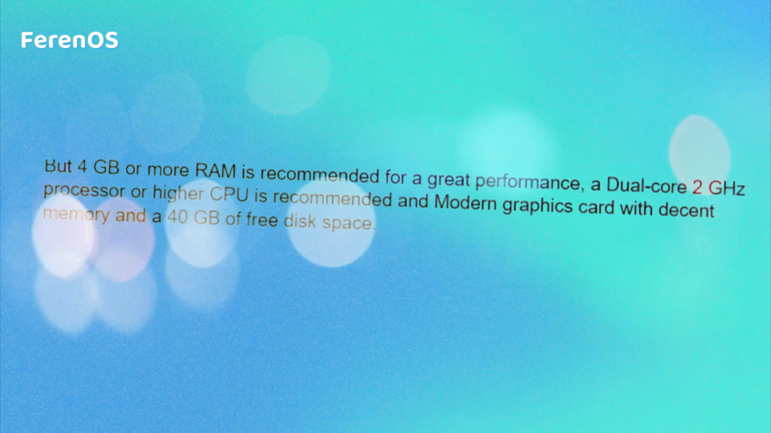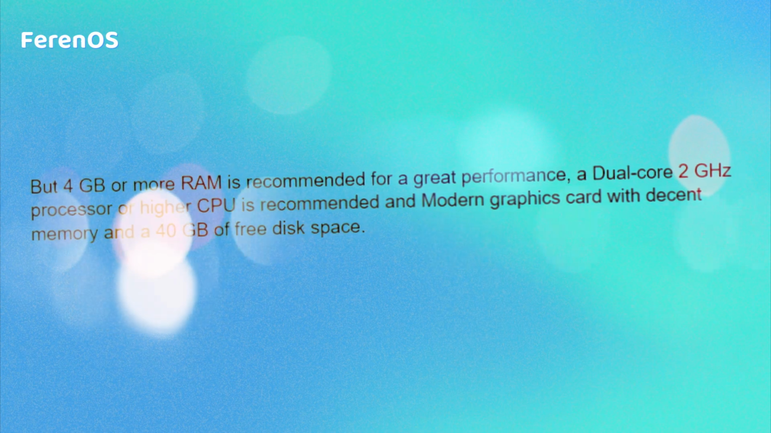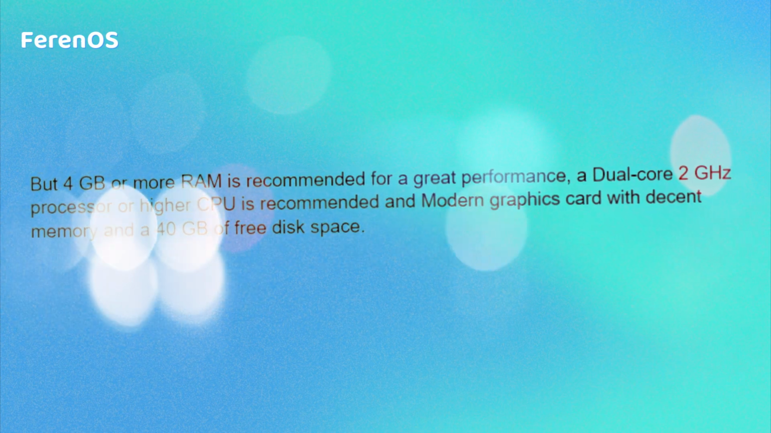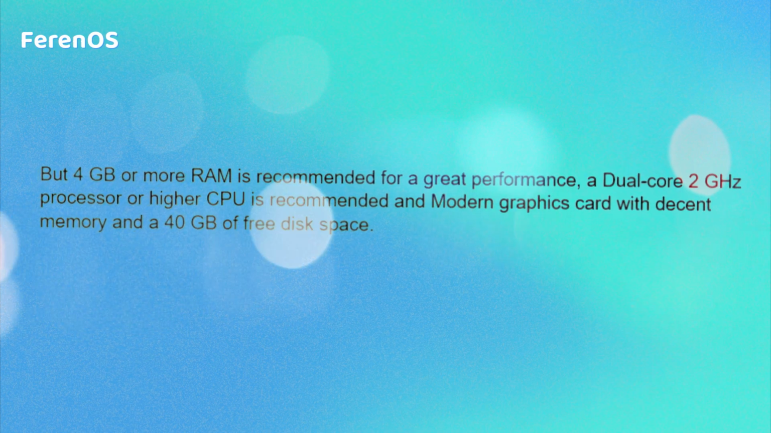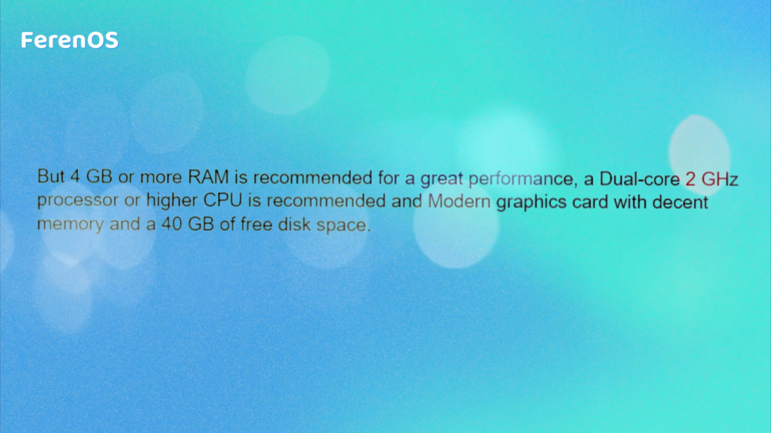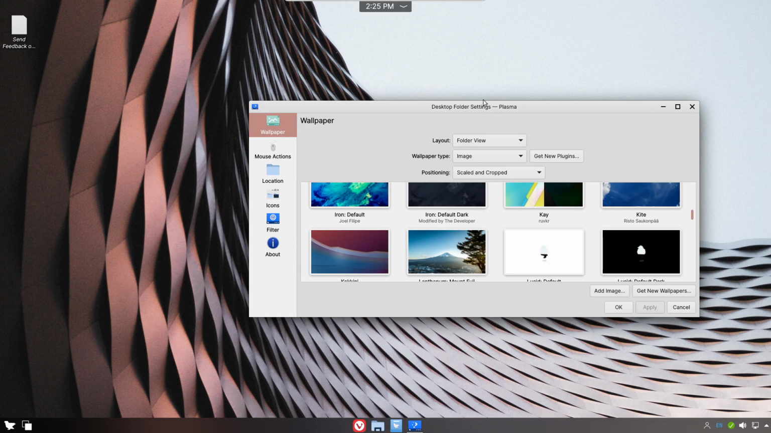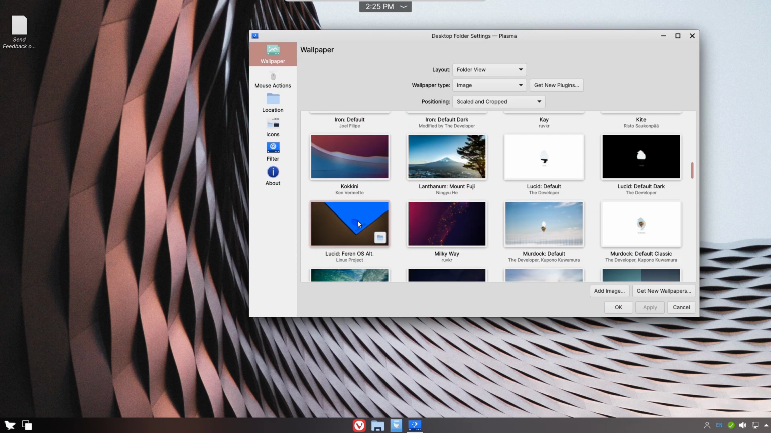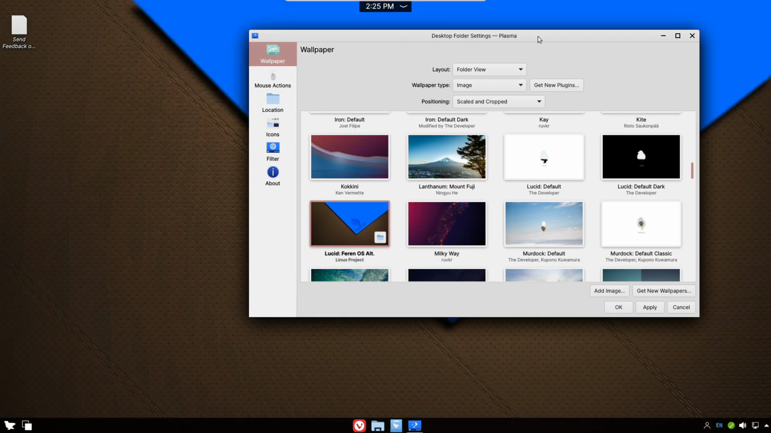But 4 GB or more RAM is recommended for greater performance. A dual core 2 GHz processor or a higher CPU is recommended, and a modern graphics card with dedicated memory and 40 GB of free disk space. These requirements are quite modest, meaning Feren OS can run comfortably on many older machines that might struggle with the latest version of Windows. So there you have it, folks.